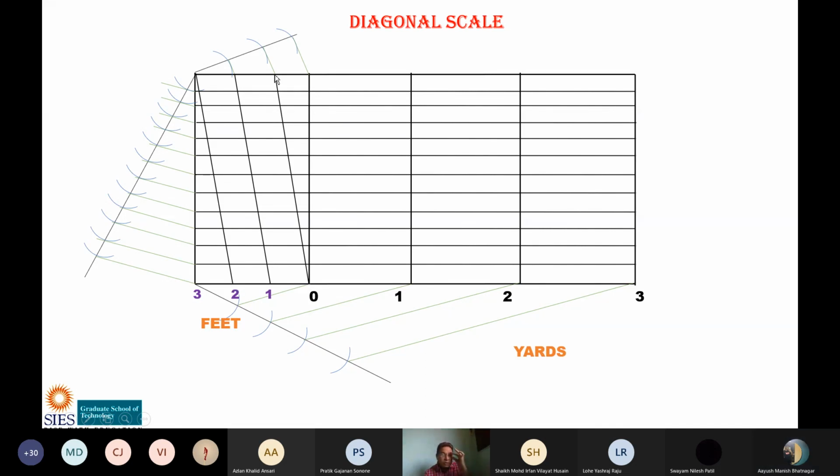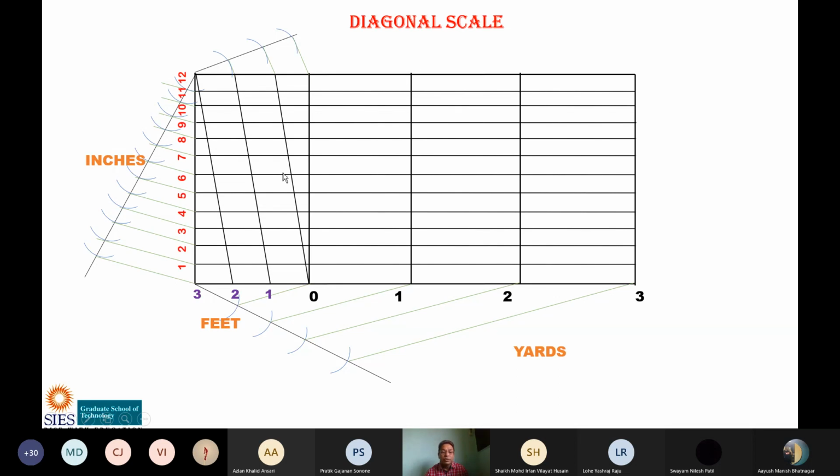Now this is how much? 12 inches. Because 1 feet is how much? 12 inches. So this is how much? 12 inches. Now this is 12 inches. So this is less than that. 11 inch, 10 inch, 9 inch, 8 inch, 7 inch, 6 inch, 5 inch, 4 inch, 3 inch, 2 inch, 1 inch and 0 inch. So now we have a scale which is representing yard, feet and inch.